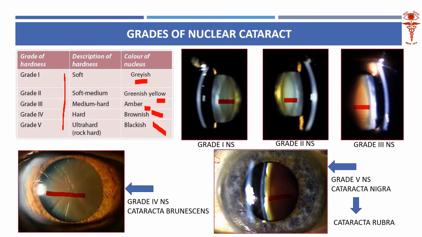So we have gone through the grades of nuclear sclerosis. We don't even use the word cataract here, we use the word sclerosis. Nuclear sclerosis grade 1, grade 2, grade 3, grade 4 and grade 5. Okay.